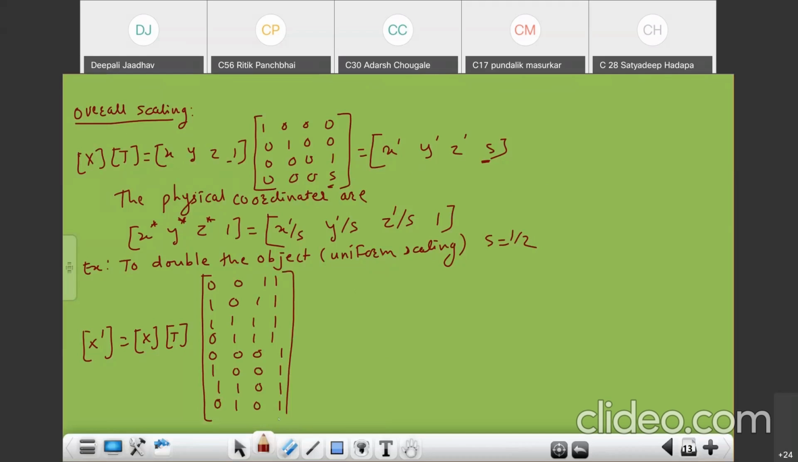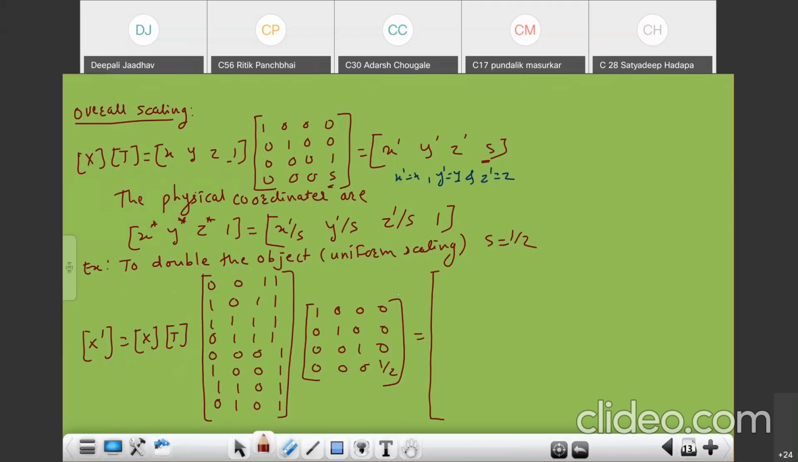So this is the object that we want to double. For that we use s equal to 1/2. The transformation matrix is 1, 0, 0, 0, 0, 1, 0, 0, 0, 0, 1, 0, 0, 0, 0, 1/2. Now multiply it with this. What happens? See the result. As we know, x dash, y dash, z dash is the same as x, y, z. So x dash is equal to x, y dash is equal to y, and z dash is equal to z. They remain as they are.